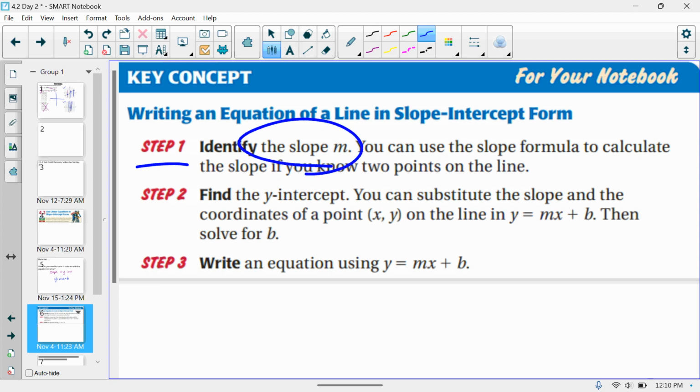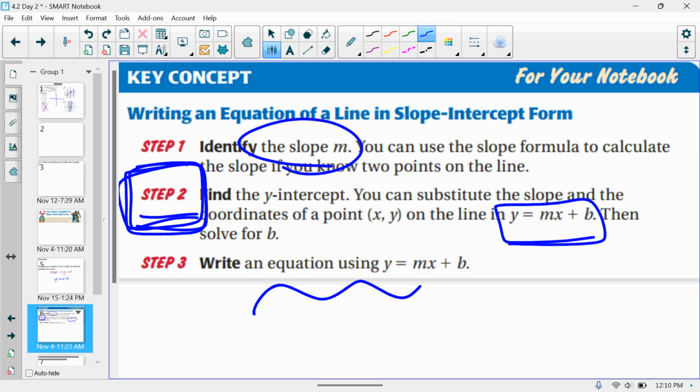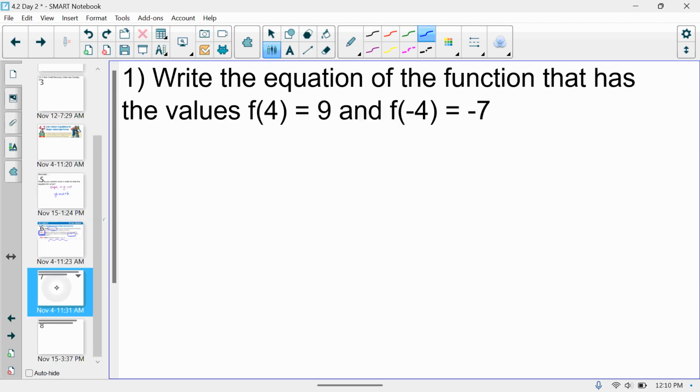So we got a 3-step process we learned yesterday. Step 1 is find the slope if you don't know it. Step 2, this was brand new stuff yesterday, is how you can find the y-intercept if you don't know it, and then you'll be ready to write your equation. We're going to review that 3-step process right now, okay?